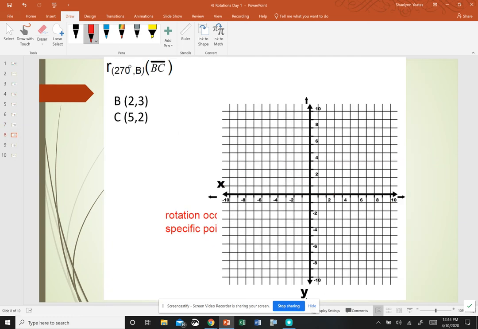Here's number 8. So number 8 says we have a 270 degree rotation around point B for the line BC. So that actually makes our life really easy because when we rotate about a point, that point stays in the exact same spot. So we are at B. So B is at 2, 3. So we're going to go over 2, up 1, 2, 3. So here's B. And then C is over 5, up 2. So here's C. Here's my line.